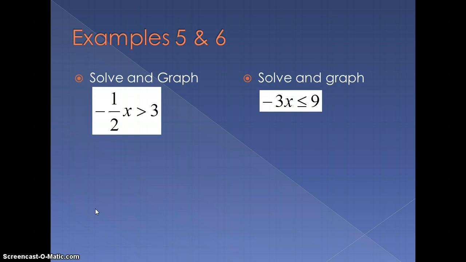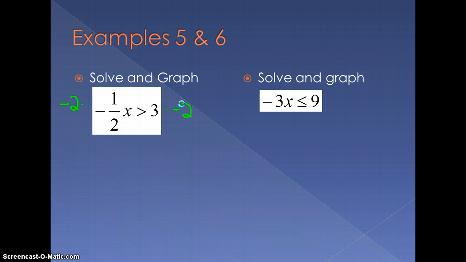Now, just a slight change between these examples and the last two. We have a negative. We have -1/2. I need to make that +1. So I have to multiply this side by -2 and this side by -2.